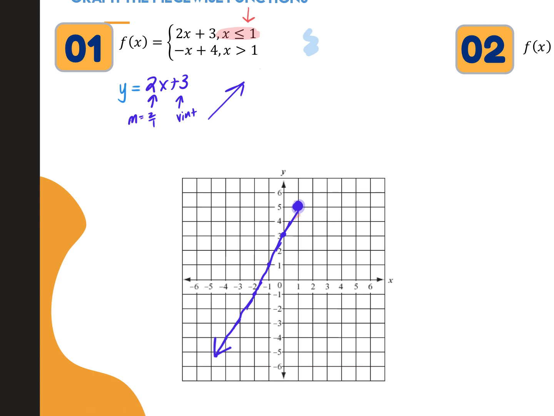All right, so now I'm just going to use a different color. I'll use red. My second line, I have y equals -x plus 4. What's my slope here? -1 over 1. My y-intercept is at 4.